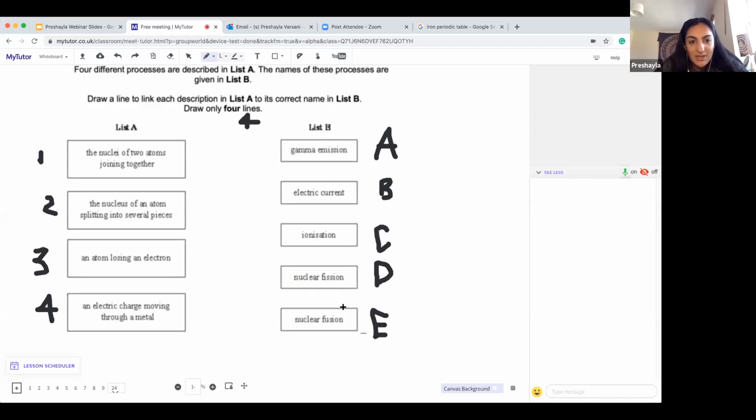So what do we mean by the nuclei of two atoms joining together? What do we mean by the nucleus of an atom splitting into several pieces? What do we mean by an atom losing an electron? And what do we mean by an electric charge moving through a metal?